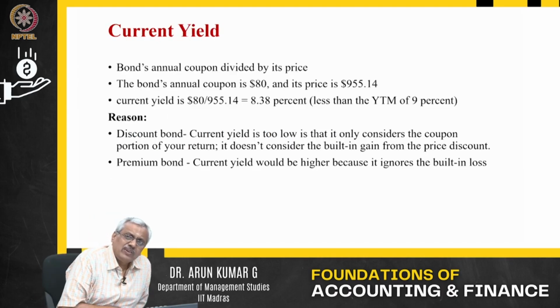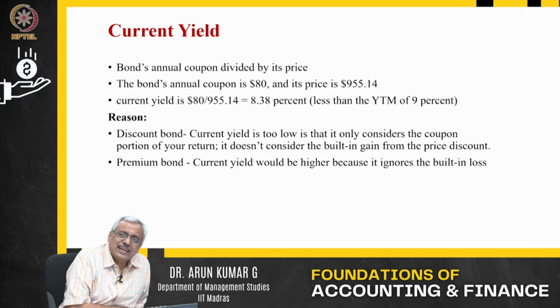After YTM, I will talk about the current yield. What is the current yield? The annual coupon divided by the price of the bond. That is what will give you the current yield on the bond. Supposing the bond is selling at par, 1000, the coupon is $80 annually. 80 divided by the face value of the bond, 1000, will give me the current yield. It will be the same 8%.